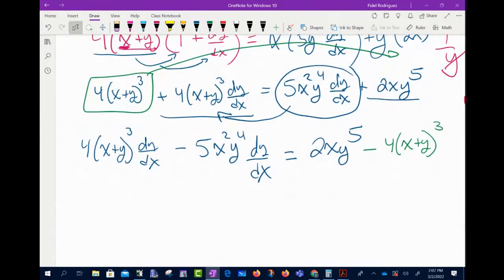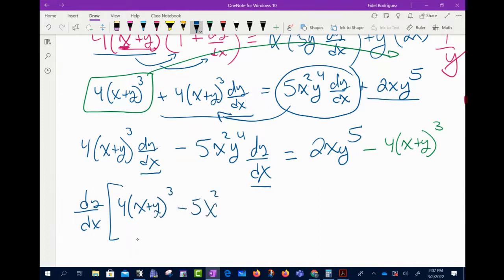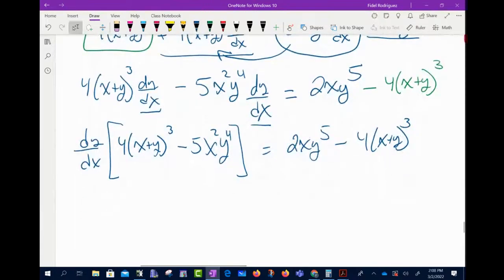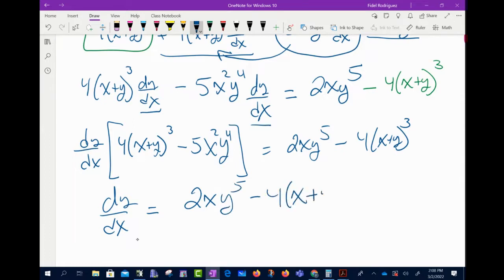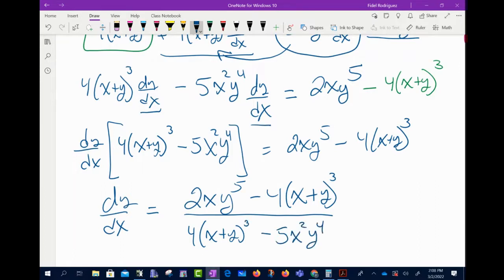All right. Next step. What can we factor out over here, y'all? What do they both have? There you go. Okay, and then finally, what did we say our last step to do was? Divide it, right? Good. Excellent. Very good, y'all. dy/dx equals 2x y to the fifth minus (4x + y^3), over (4x + y^3) minus 5x squared y to the fourth, right?